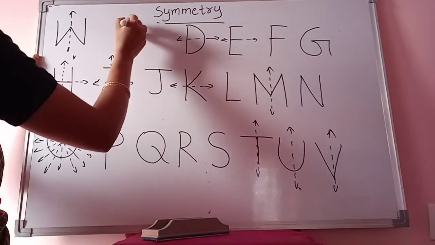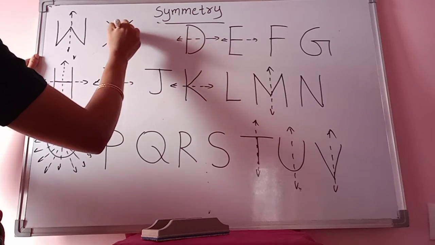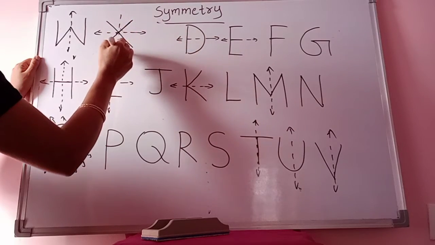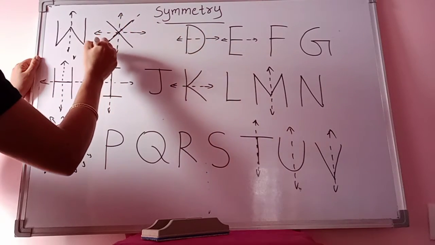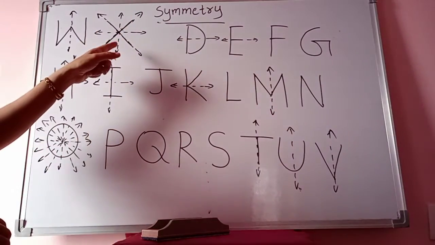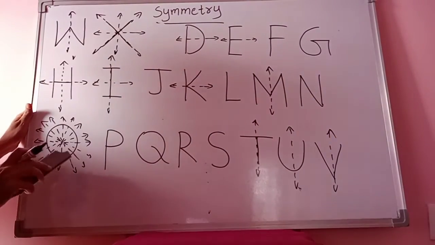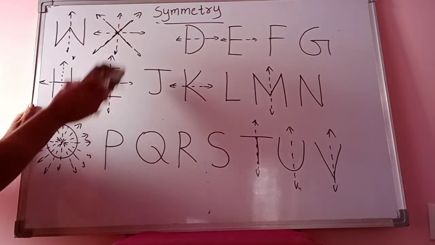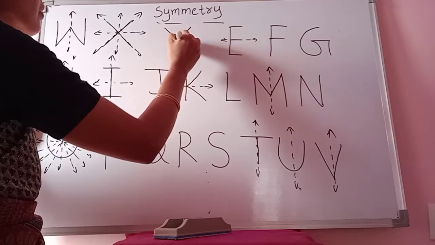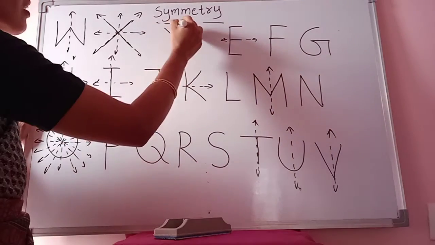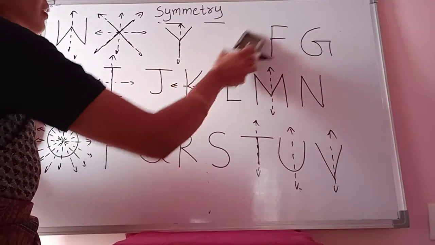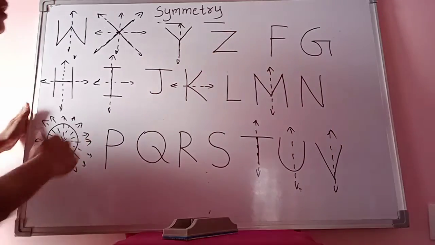Letter X. How many are you thinking, children? Yes, horizontal it has, vertical, and along the diagonal, one diagonal and another one. In total it has 4 lines of symmetry. Remember, for O it is infinite, that is many, but for X, 4 lines of symmetry. And letter Y also has one line of symmetry, that is vertical. Again letter Z. Letter Z doesn't have any line of symmetry.